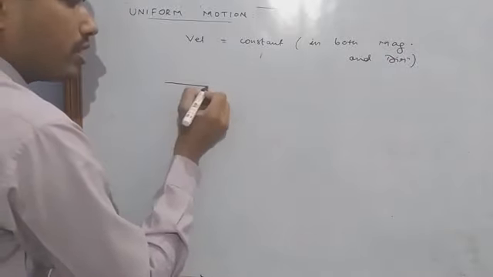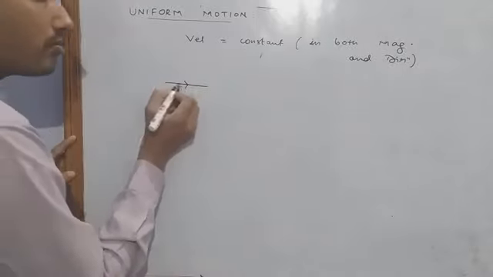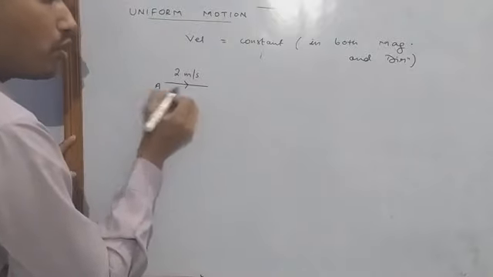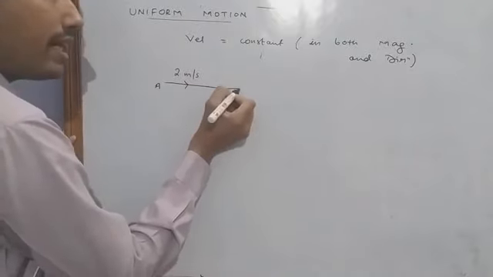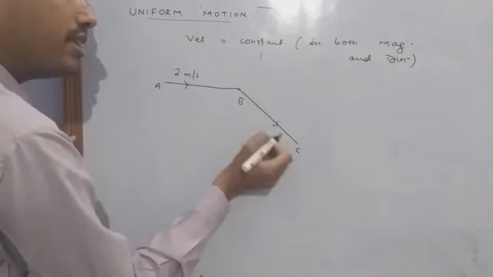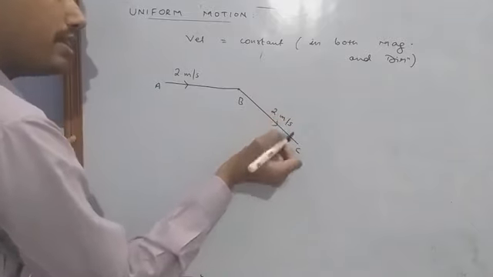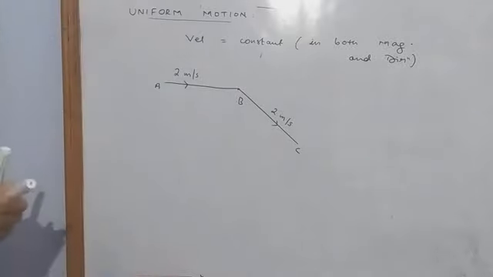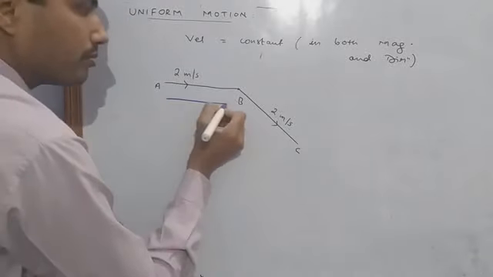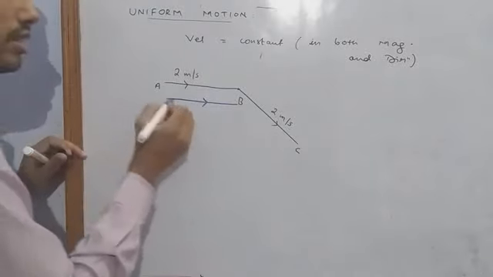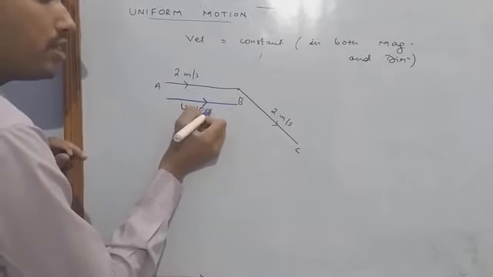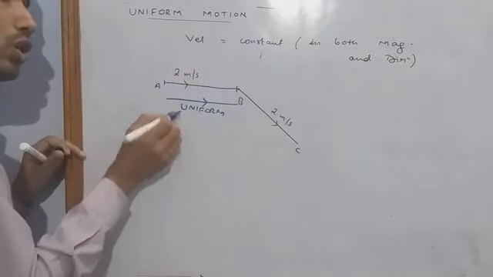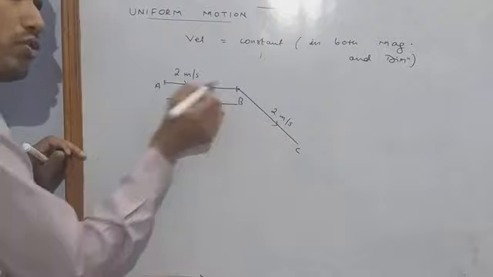Suppose there is a body which is moving like this in a straight path with a speed 2 meters per second, and it moves from point A to point B, and at B it takes a turn to point C, but its speed remains 2 meters per second. Now here you have to understand, students, that the motion from A to B is uniform. Why is it uniform? Because the direction from A to B is fixed. Also, the value of the speed or velocity is also fixed.